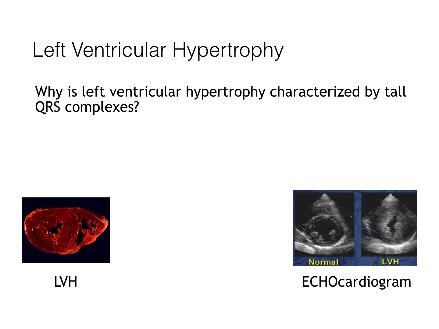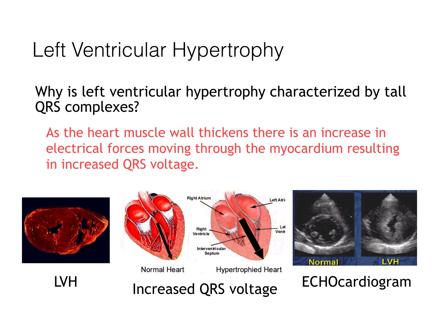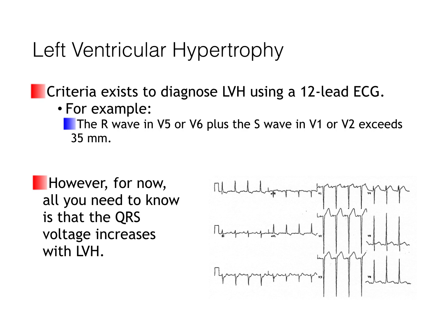Why is left ventricular hypertrophy characterized by tall QRS complexes? As the heart muscle wall thickens, there is an increase in electrical forces moving through the myocardium, resulting in increased QRS voltage. What is the criteria to diagnose LVH using a 12-lead ECG? For example, the R wave in V5 or V6 plus the S wave in V1 or V2 should exceed 35 mm. However, for now, all you need to know is that the QRS voltage increases with LVH.